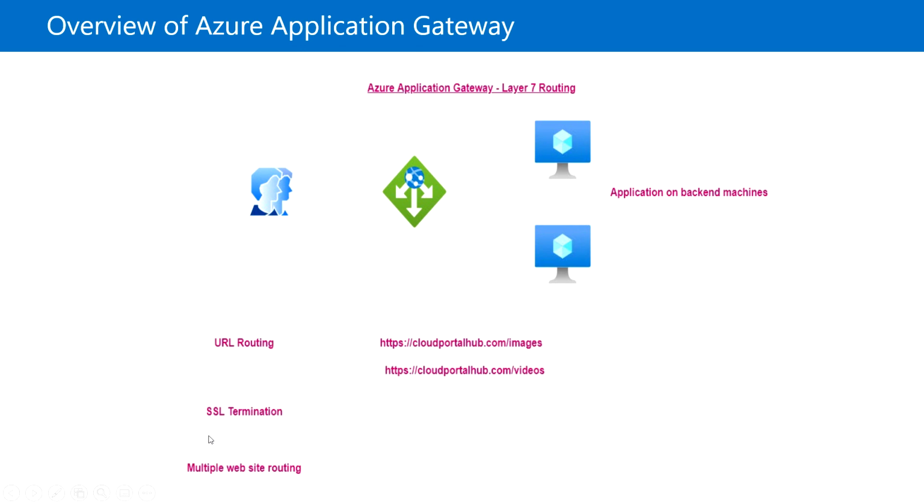And it also does the SSL termination at the application gateway level, so that we don't need to bother about configuring the SSL on the virtual machine level. And we can also host multiple website routing using the Azure application gateway.